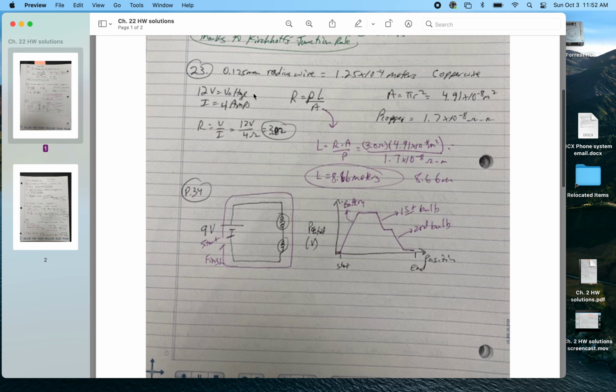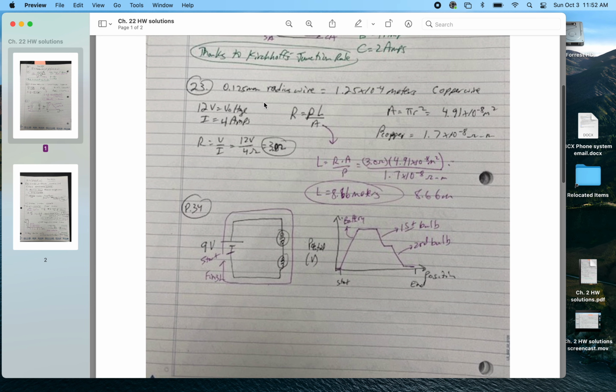For 23, it was basically asking you the length of the wire, so it was giving you the wire diameter. I immediately converted that to radius. I immediately converted that to standard units of meters. It was copper wire, so I went to the table in the book that found me the resistivity of copper, 1.7 times 10 to the negative 8th ohm meters. The area, pi r squared, is 4.91 times 10 to the negative 8th square meters. I rearranged this to solve for length.